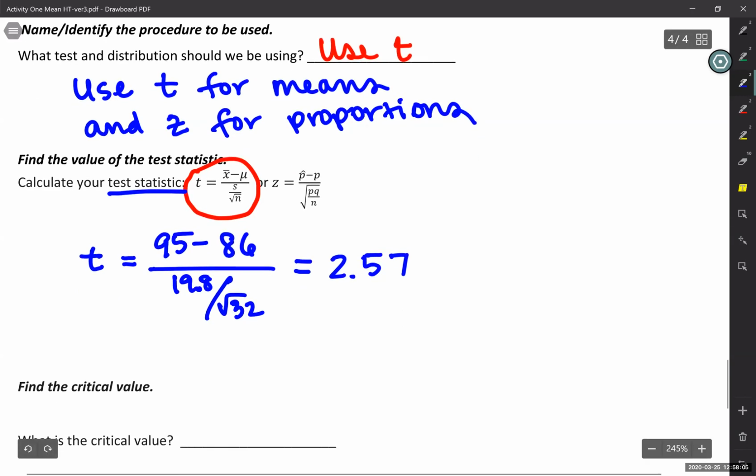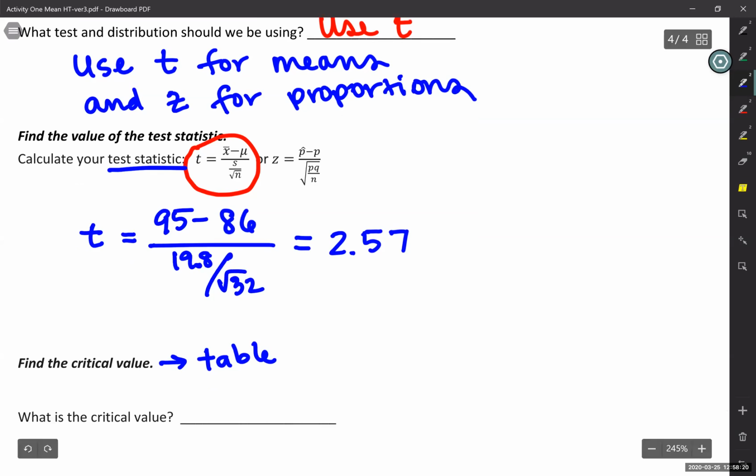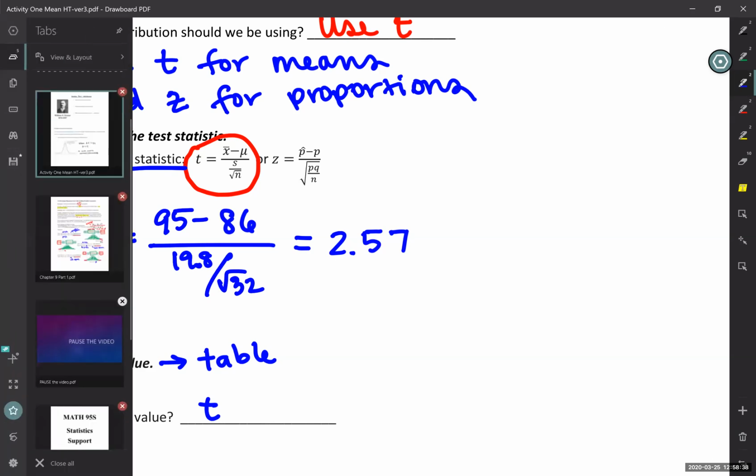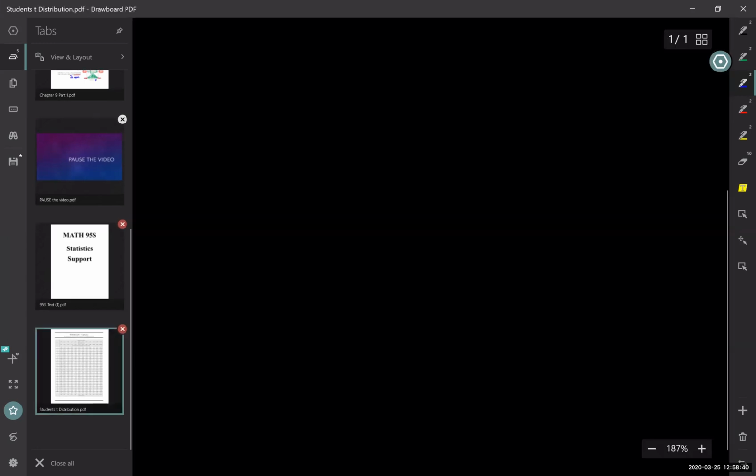Okay, so now we want to find the critical value, and this is from the table. So the test statistic, we used a formula, we calculated it. The critical value is from the table. And this is so important to know the difference because they both have the same name. Don't blame me. It's just what it is. And so the critical value is T because we're using the T table. And so I go to my T table, and now we're going to use it for the chapter 9 way.